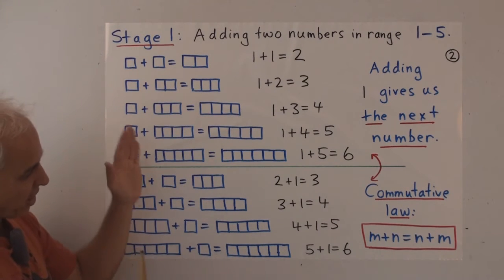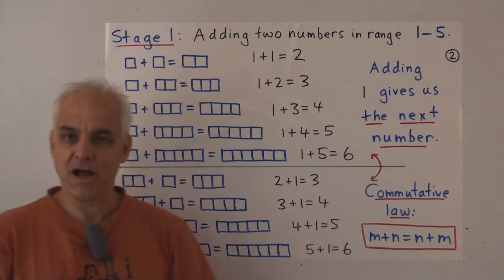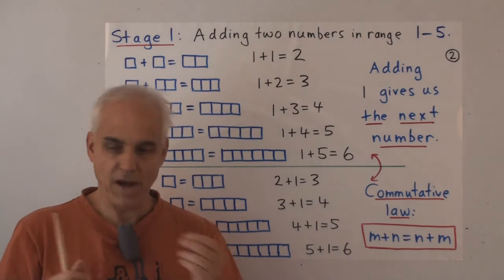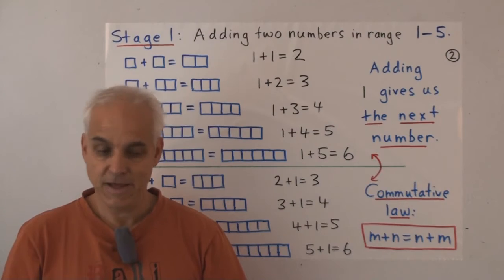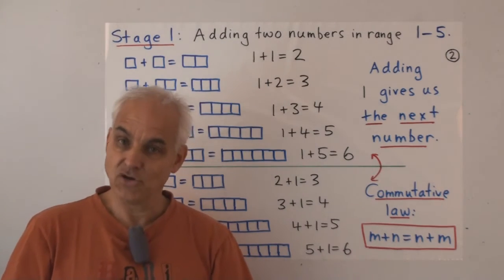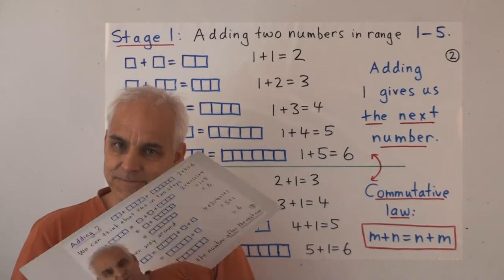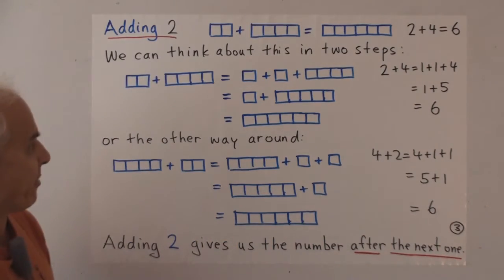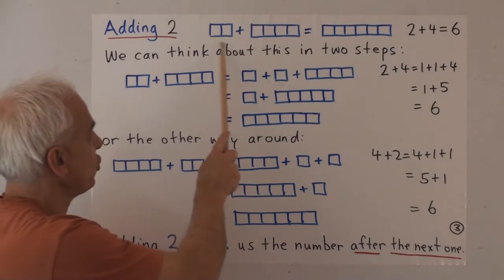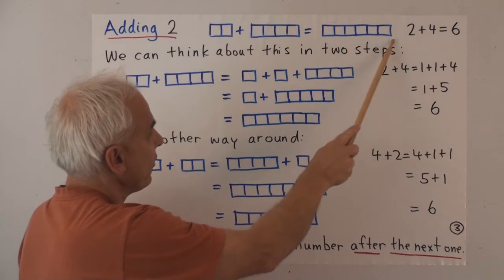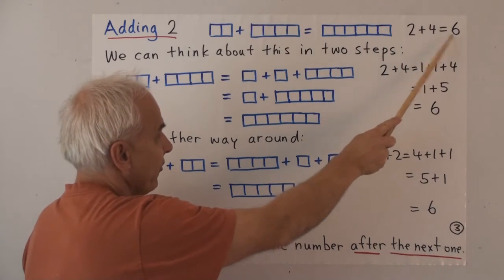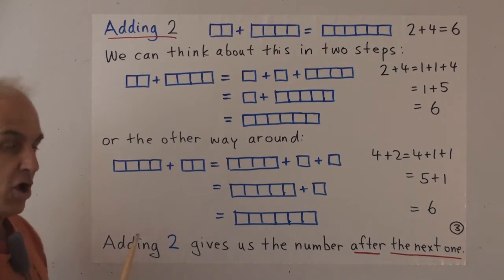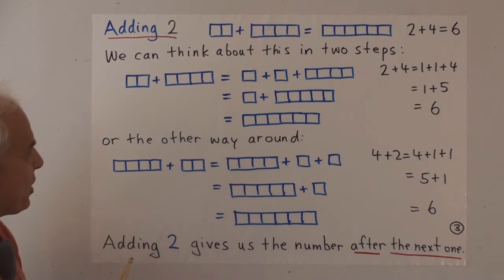All right, so those are probably the simplest kinds of addition, adding 1 to a number. After that, we get to add 2 to a number. So let's consider adding 2 to a number. For example, 2 plus 4 equals 6. If we didn't already know that, we could think about that in 2 steps.